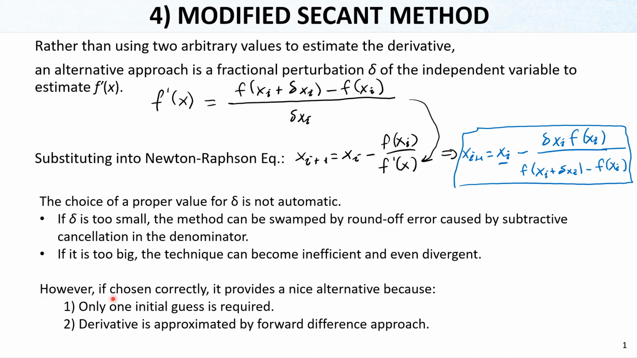However, if it is chosen correctly, it provides a nice alternative because only one initial guess is required. You can just keep the delta always the same, for any problem. So you don't need to guess this. It's just a constant value. And the derivative is approximated by the forward difference approach, because we have plus delta. So this is basically the forward difference we can think of.